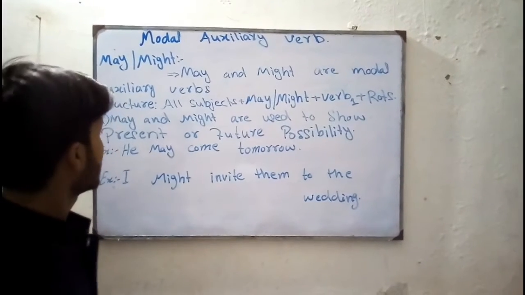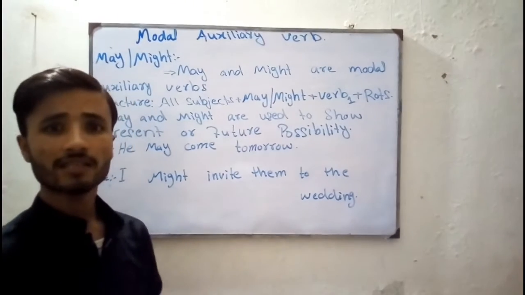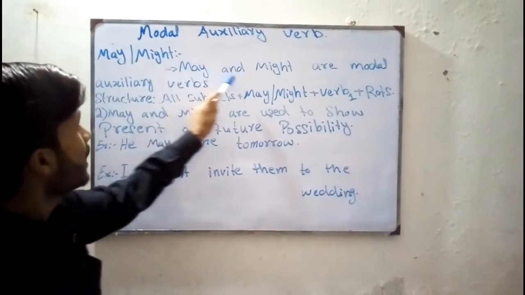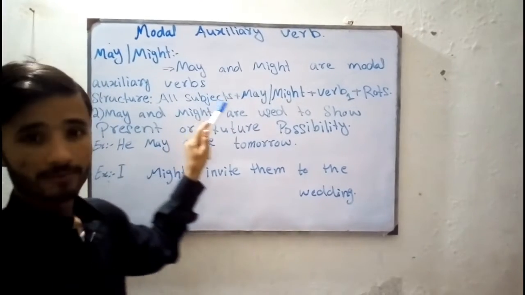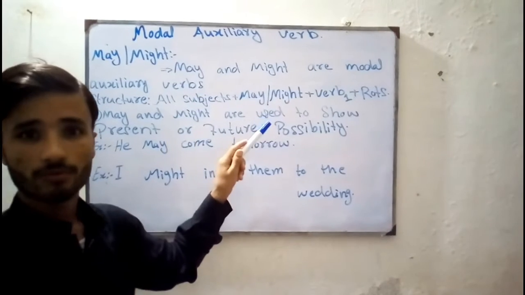Is this clear, guys? Now what is may or might according to grammar? May and might are modal auxiliary verbs. According to grammar, they are modal auxiliary verbs.